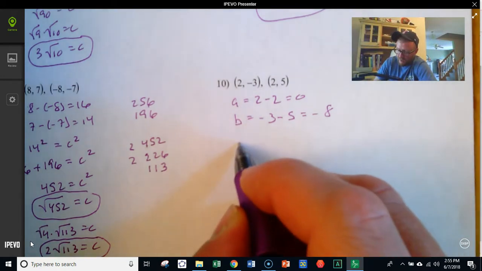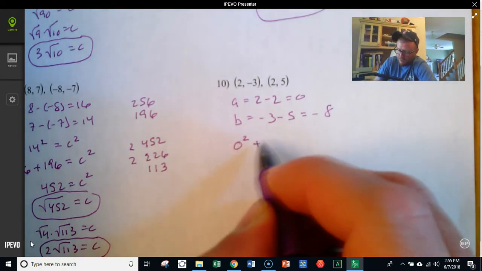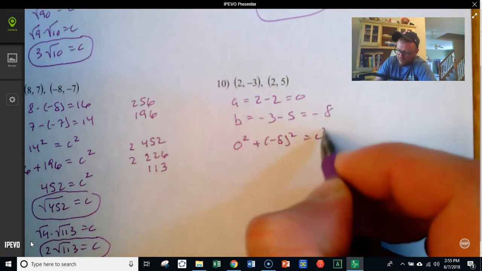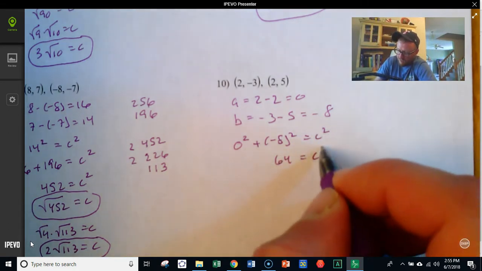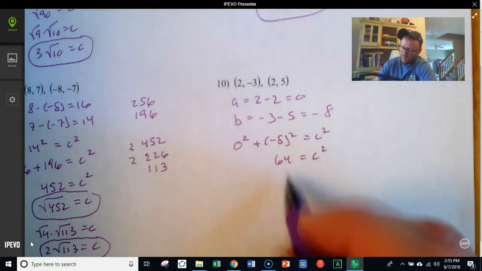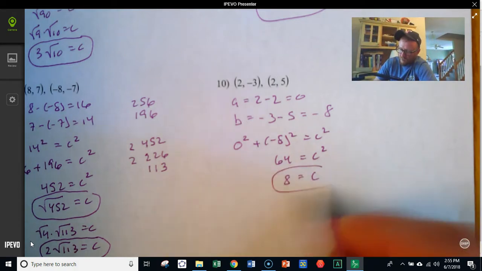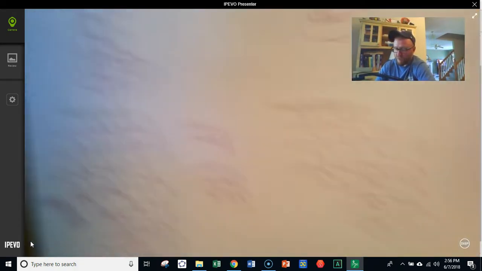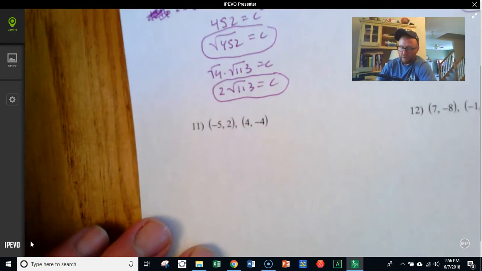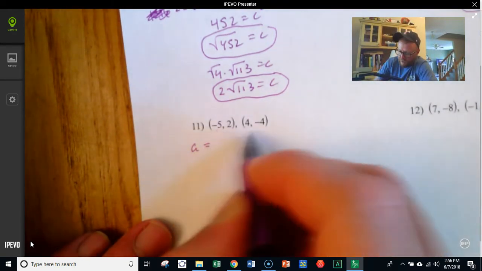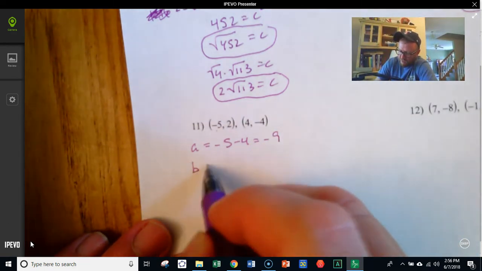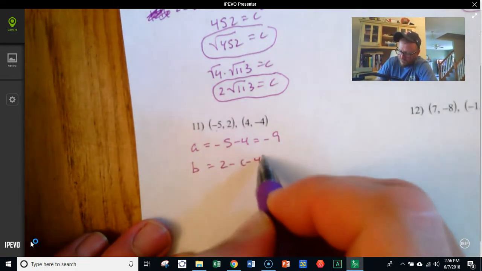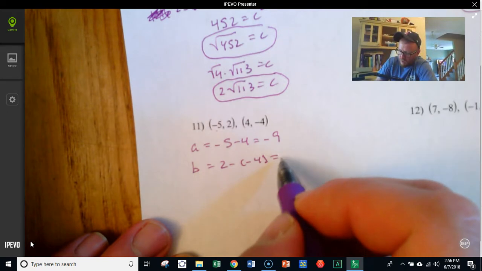So I've got 0 squared plus negative 8 squared is c squared. That's 0 plus 64 is c squared. And the square root of 64 is 8 equals c. So pretty straightforward there. Alright, down here we've got a equals negative 5 minus 4, which is negative 9. B equals 2 minus negative 4, which is 6.